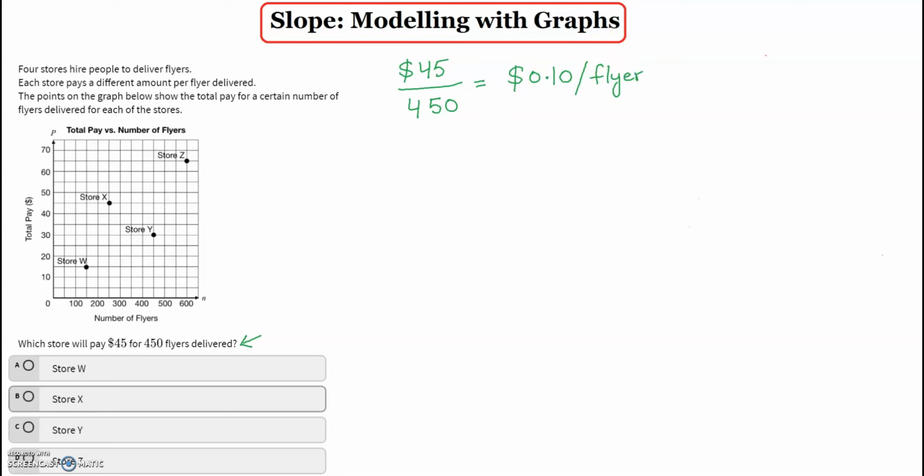Now I will find out for store W. So store W, if we look here, it's the middle point, which is 150, and this one is 15. So this point is given as 150 and 15.